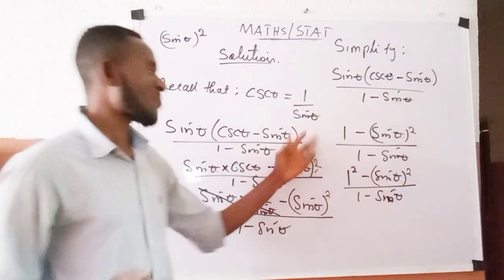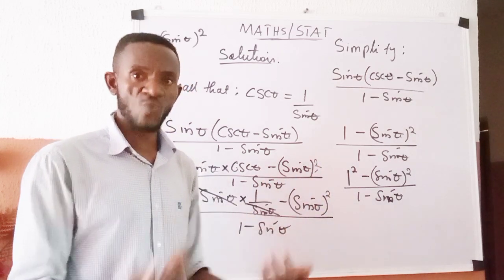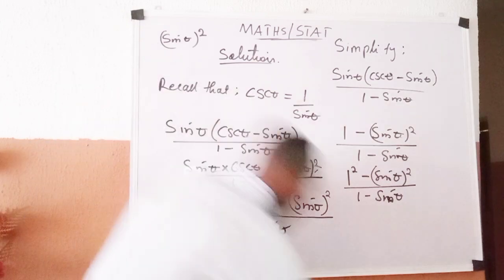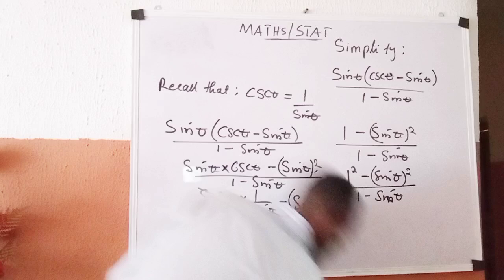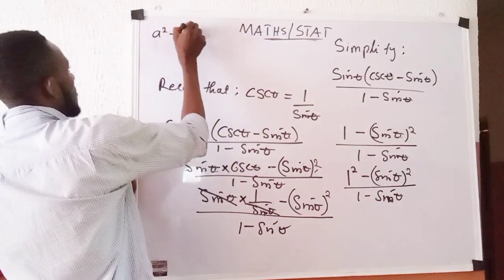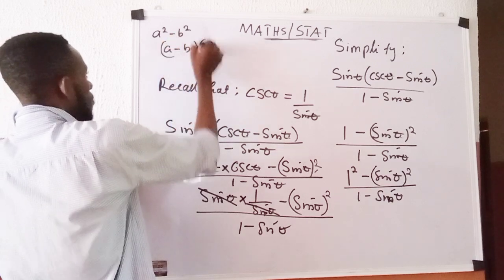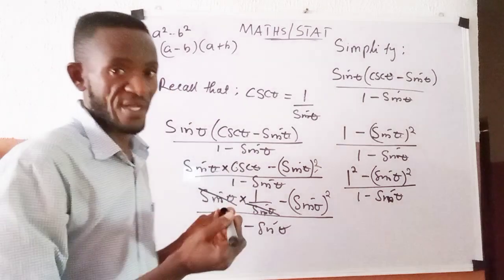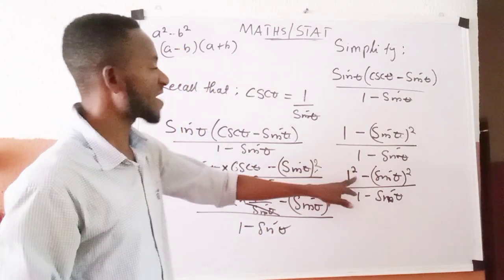At this point, I know that this has become what we call difference of two squares. Let me show you what I mean. When you have a raised to power 2 minus b raised to power 2, it is expressed as (a minus b)(a plus b). This is how to express difference of two squares. So I'm going to use this knowledge.